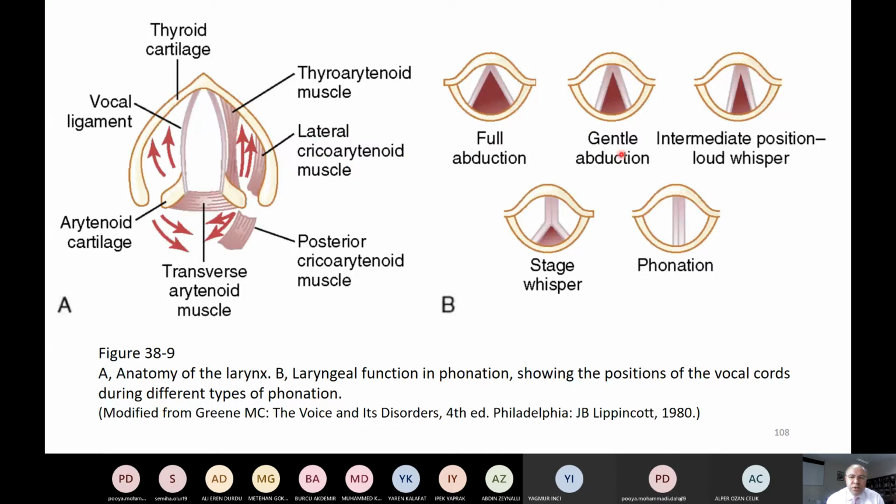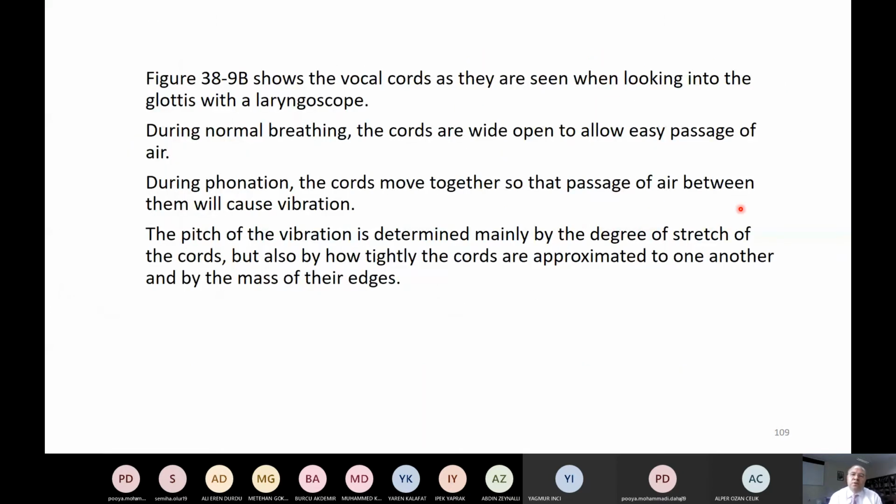As you see, you can also see full abduction, a gentle intermediate position when we whisper loudly, stage whisper, and phonation when we are speaking. The figure shows the vocal cords as they are seen when looking into the glottis with the laryngoscope. During normal breathing, the cords are wide open to allow easy passage of the air. During phonation, the cords move together so that the passage of air between them will cause vibration.